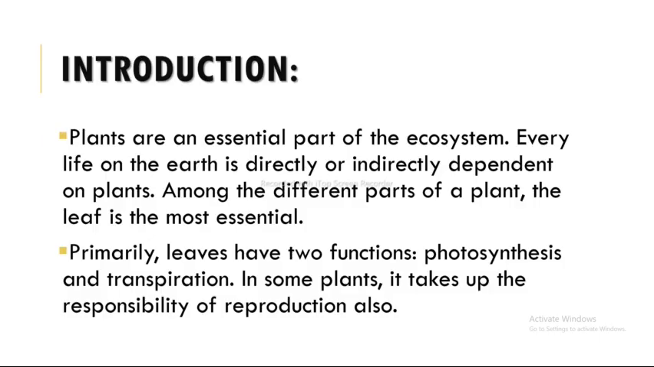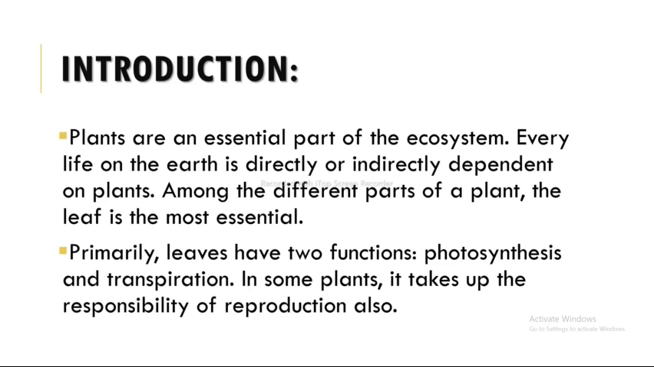Introduction. Plants are an essential part of the ecosystem, and every life on the earth is directly or indirectly dependent on plants. Among the different parts of the plant, the leaf is the most essential. Primarily, the leaves have two functions: the first function of the leaf is photosynthesis, and the second function of the leaf is transpiration. In some plants, it takes up the responsibility of reproduction also.